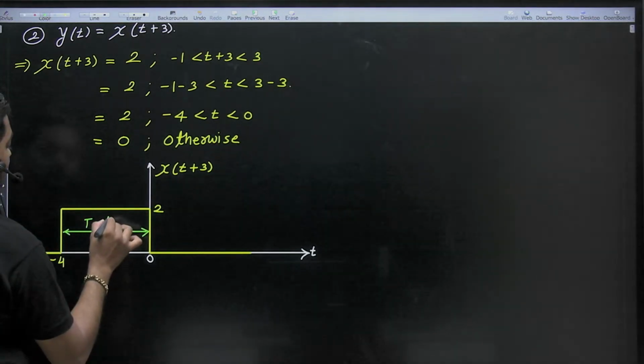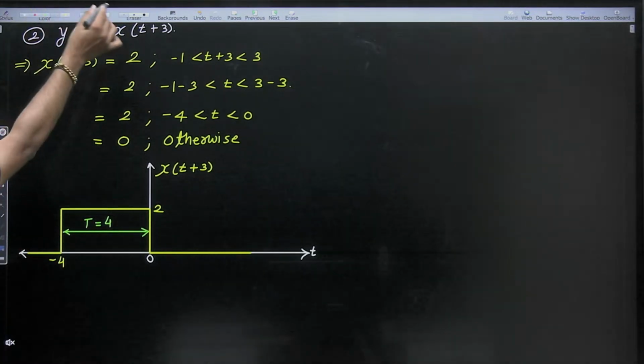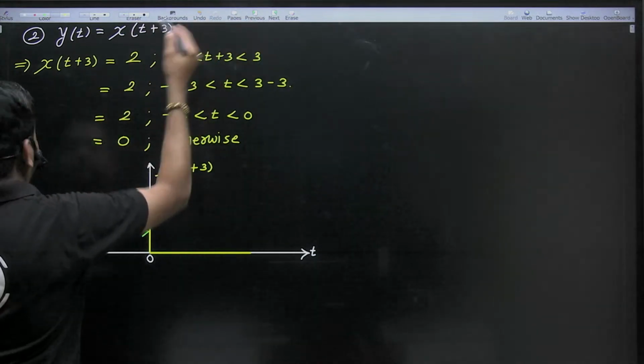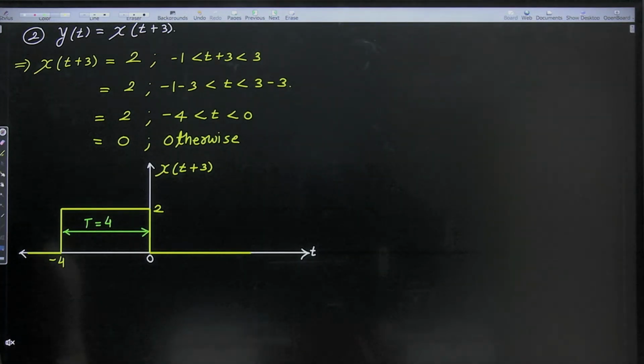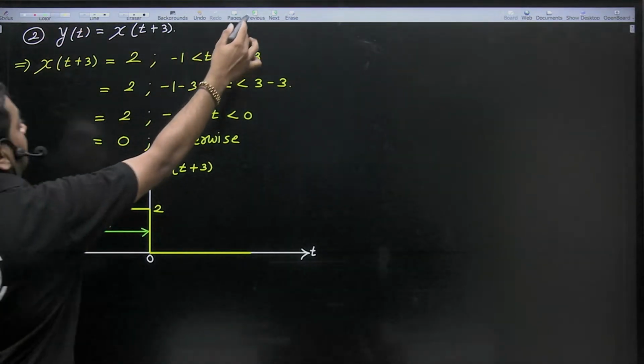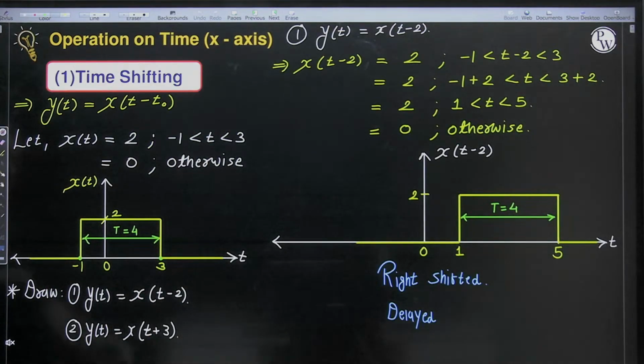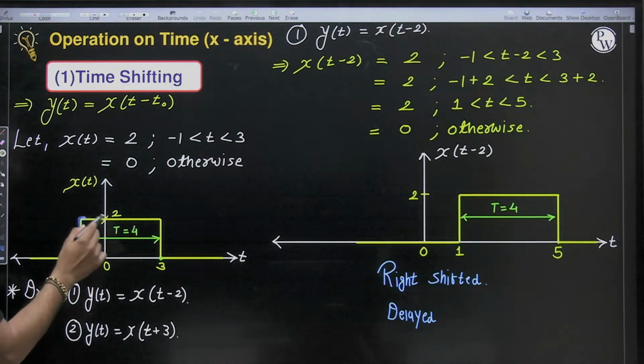Now, right shifted or left shifted with respect to x of t? This is the left shifted version. See, with respect to this, the sudden change occurs at minus 1.